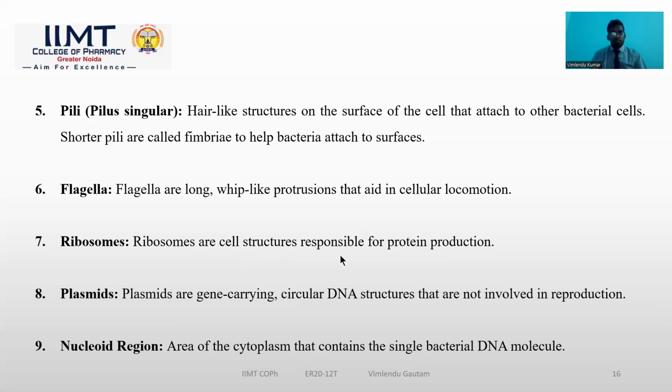Ribosomes are cell structures responsible for protein production. Plasmids are gene-carrying circular DNA structures that are not involved in reproduction. Nucleoid region: an area of cytoplasm that contains a single bacterial DNA molecule.